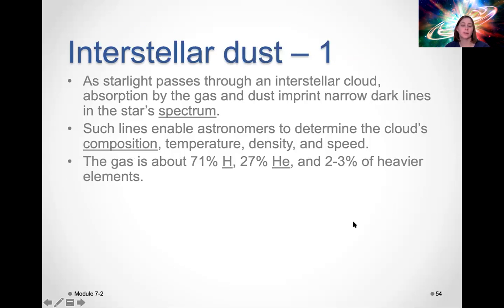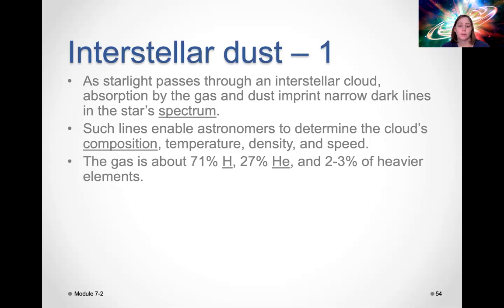As interstellar light passes through the interstellar cloud, absorption by the gas and dust imprints narrow dark lines in the star's spectrum. We looked at these absorption lines when we looked at star composition, so we can do the same thing for our interstellar clouds. These lines enable astronomers to determine the cloud's composition, temperature, density, and speed, very similar to what we can do when we look at spectral lines of stars.